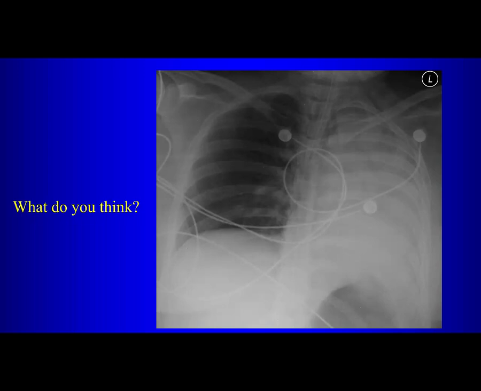What's abnormal here? Right, so there's complete opacification of the left hemithorax. So what's the term that they use when there's complete opacification of the hemithorax? It's called what? A whiteout. Whiteout, yeah. Two major causes of whiteout are?